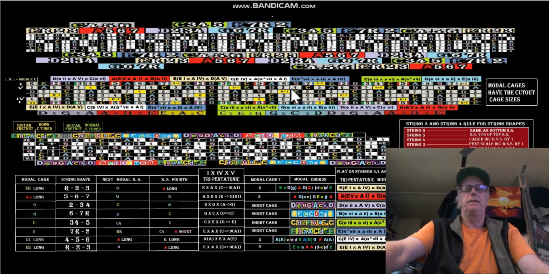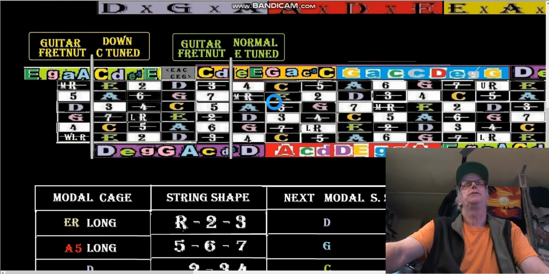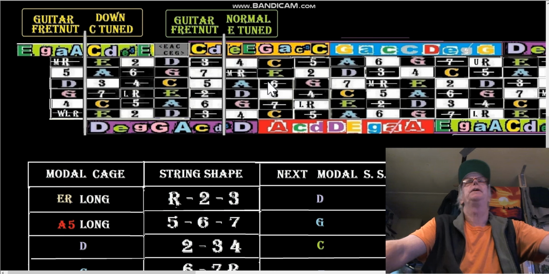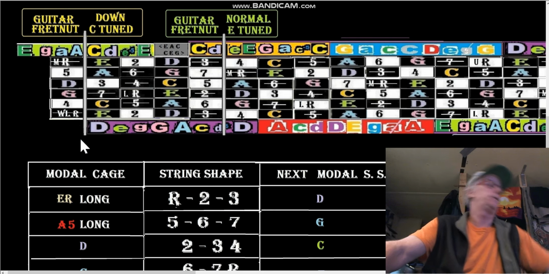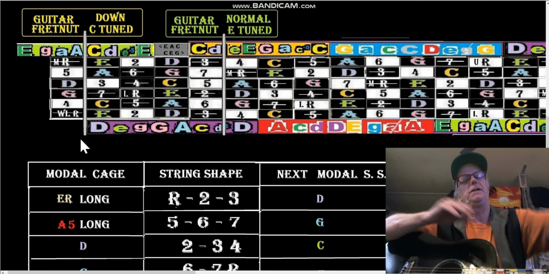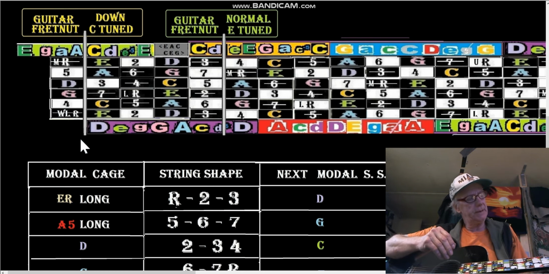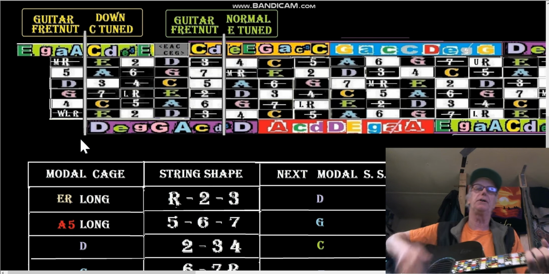So let's dive right in. I've got 3 fretboards here. Let's start with the easiest one, the old style fretboard. Here's the E tuned fret nut, and here's my down C tuned fret nut. With the E tuned fret nut, we'll put Mr. Capo on, and that will be where your guitar is tuned to.